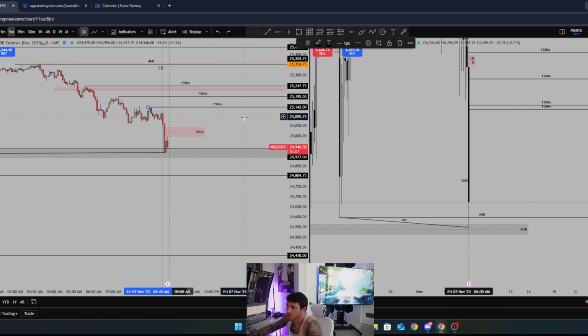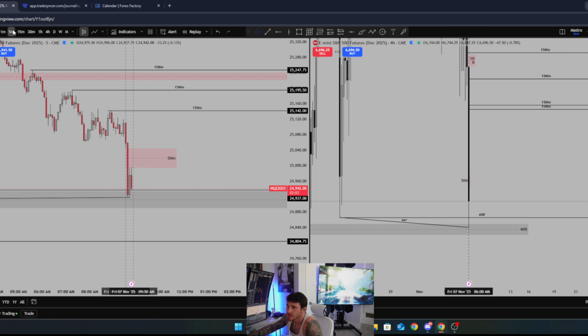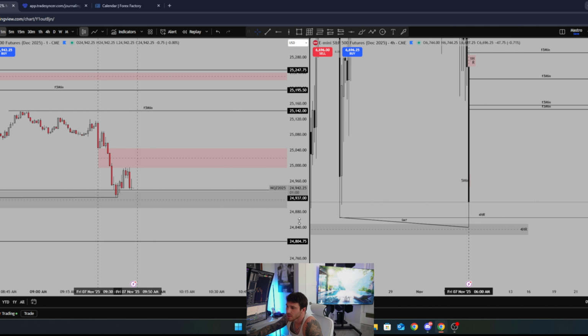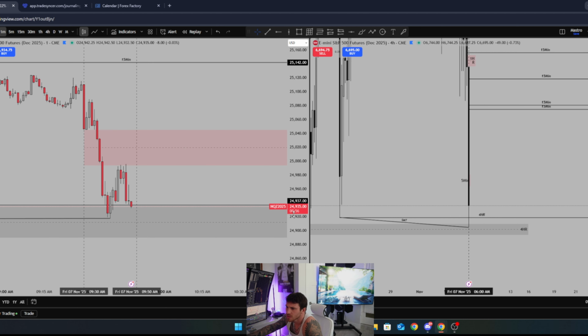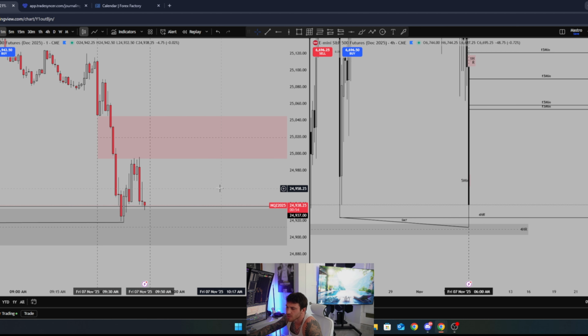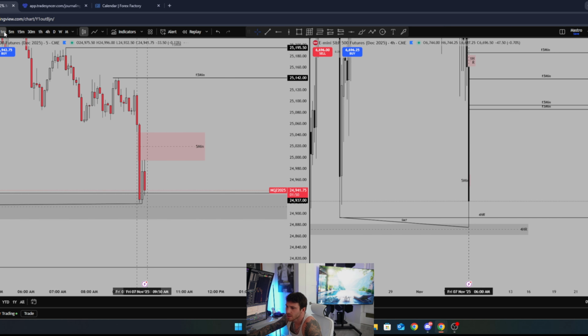But I could see us still continuing down lower and taking out this 4 hour draw just because ES did. But again, I just want to see if this is a potential spot. If we're going to start reversing now, it'll be here. If not, we'll just continue dumping.